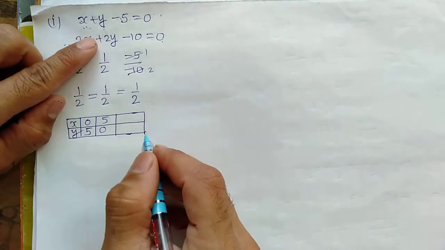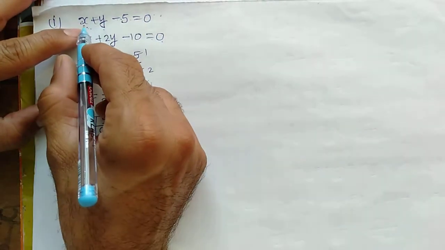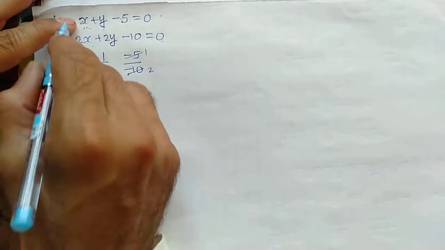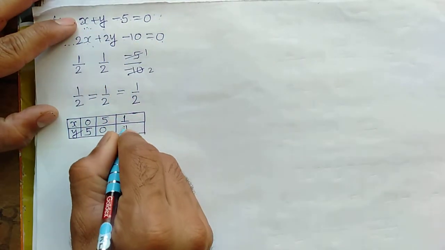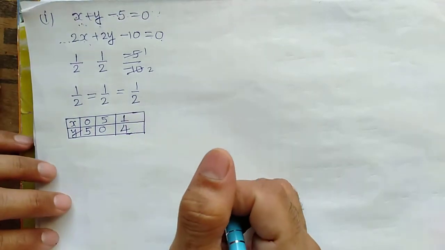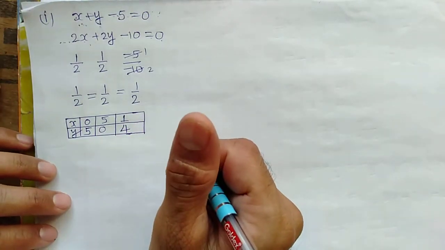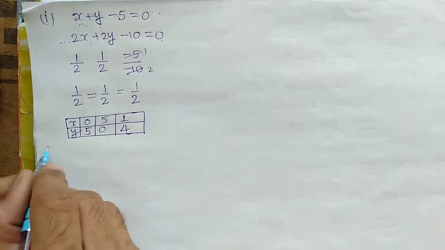One more solution if you want. If I take x equal to 1, I will write 1 here. By transposing, 5 minus 1 equals 4. So y will be equal to 4. Can you draw a graph for the same? Yes, you may draw. So like this you may solve.